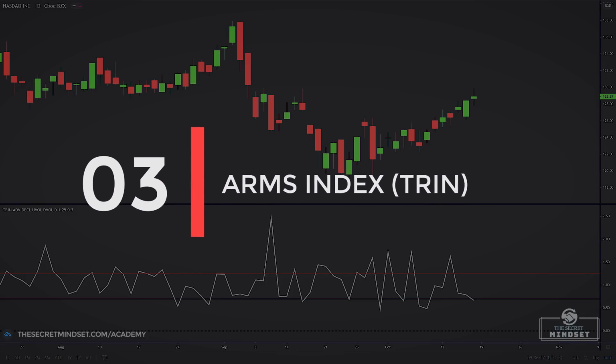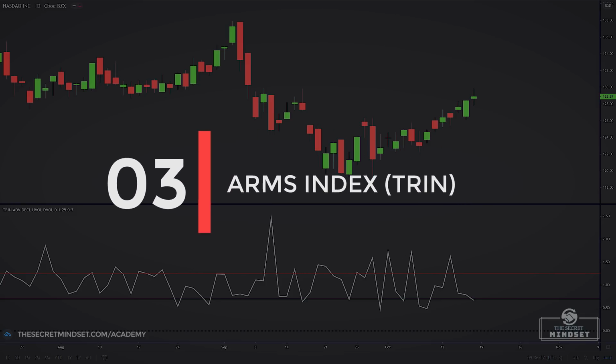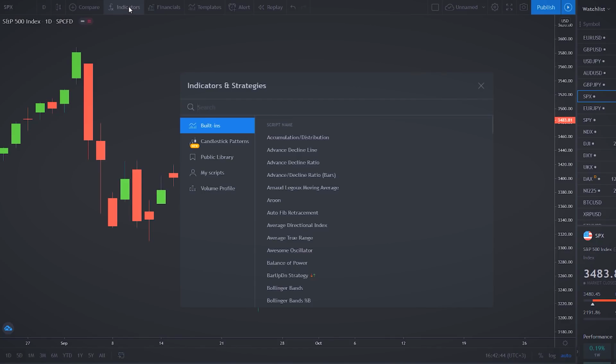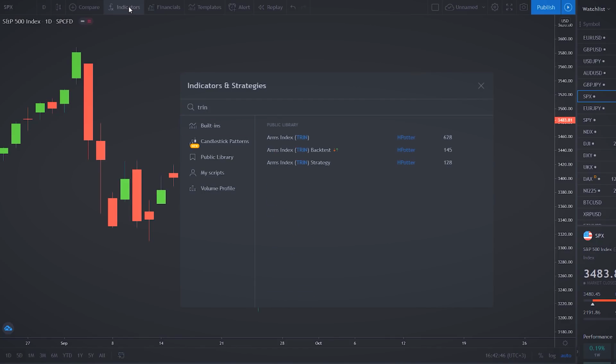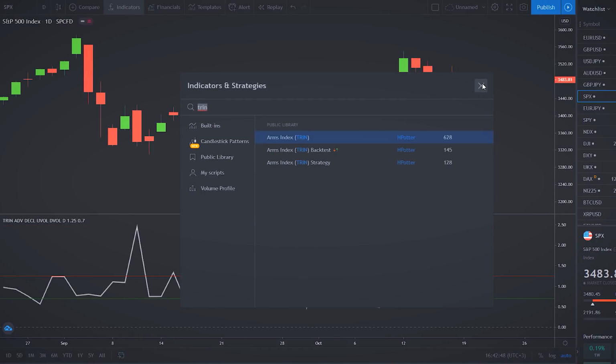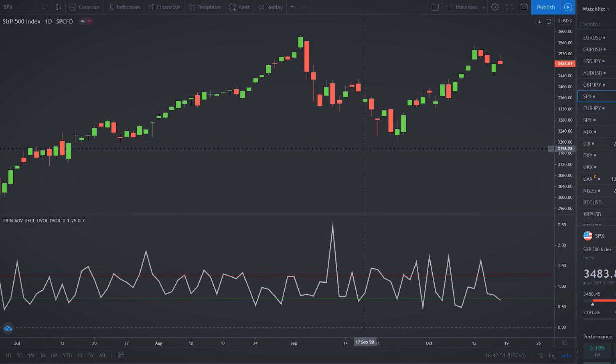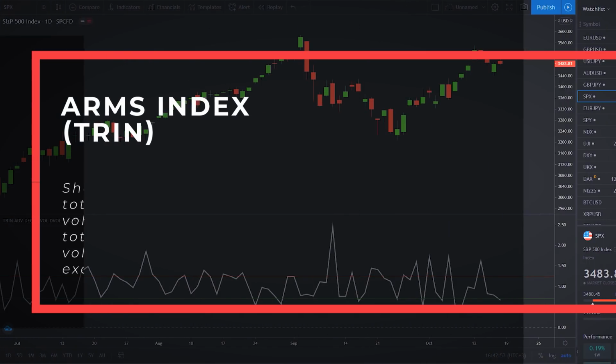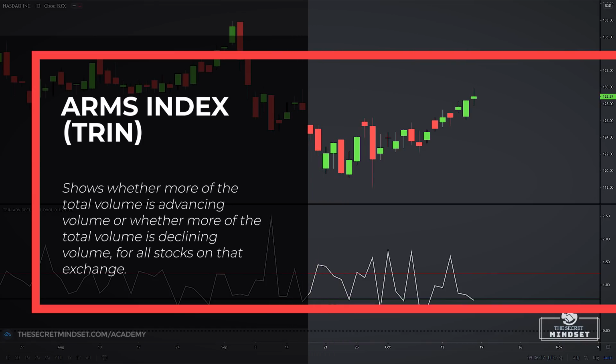The third indicator is the ARMS index, or the TRIN. The ARMS index brings volume into its formula, so it's a hybrid indicator with price and volume. The ARMS index indicates whether volume is flowing into advancing or declining stocks. The index shows whether more of the total volume is advancing volume, or whether more of the total volume is declining volume for all stocks on that exchange.